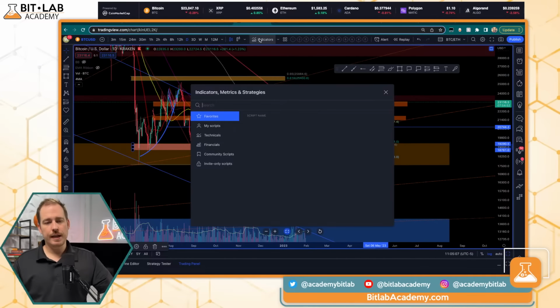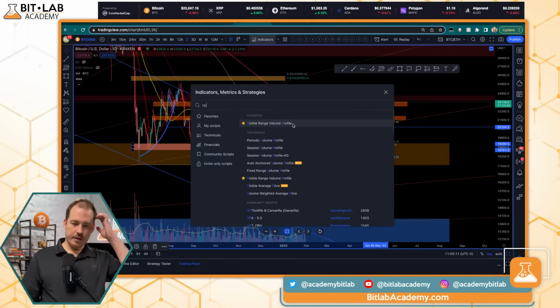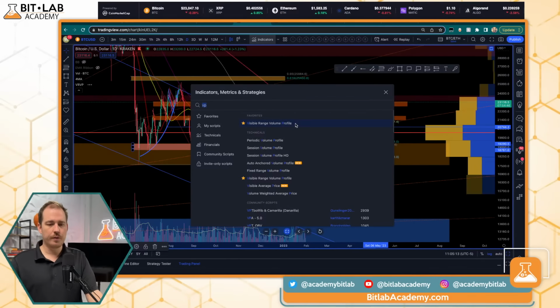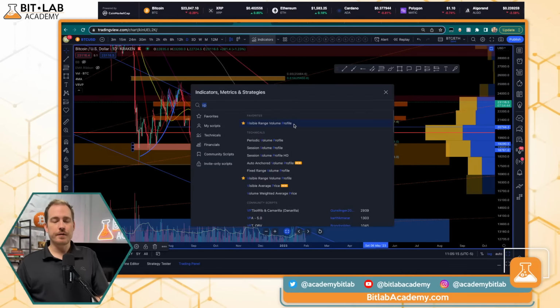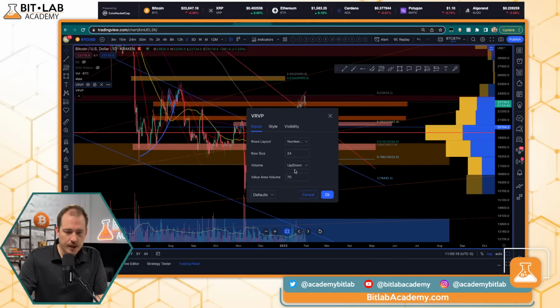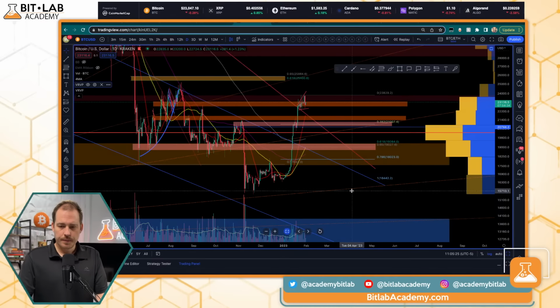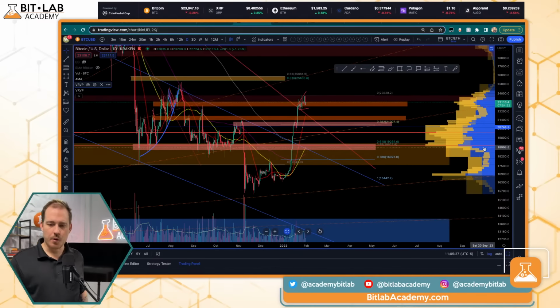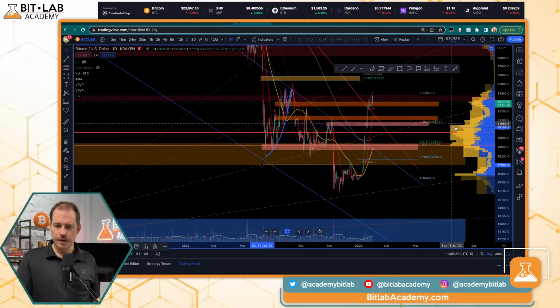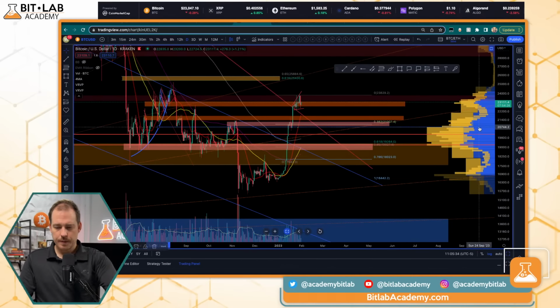If we come over to the indicators and do VPVR, which is the visible range volume profile, what I like to do is double click on it and set the row size to 200. Yeah, there we go. Now we have a lot more resolution. Go ahead and delete that.